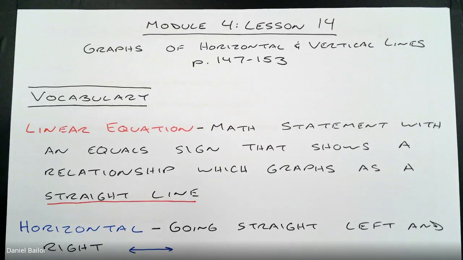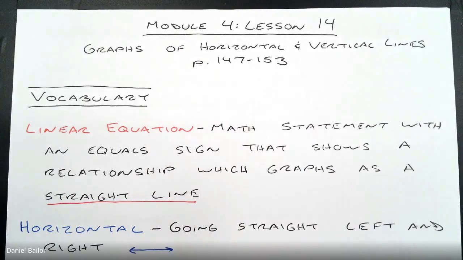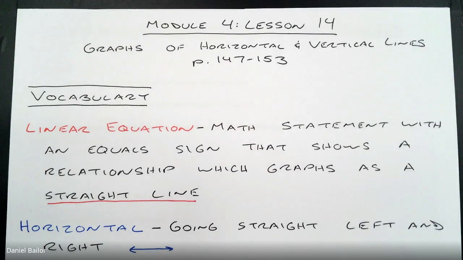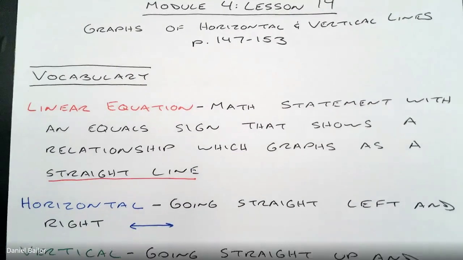So you'll need graph paper, your writing tools, and pages 147 to 153 of your Module 4 workbook. Let's begin, and let's begin with vocabulary. Just a quick reminder, if you need to pause the video anytime, go ahead and copy things down. If you want to go back because I'm going a little bit too fast for you, go back and watch it again and write down anything you need to write down. Remember, you control the speed of the video, so use it to help you the most.